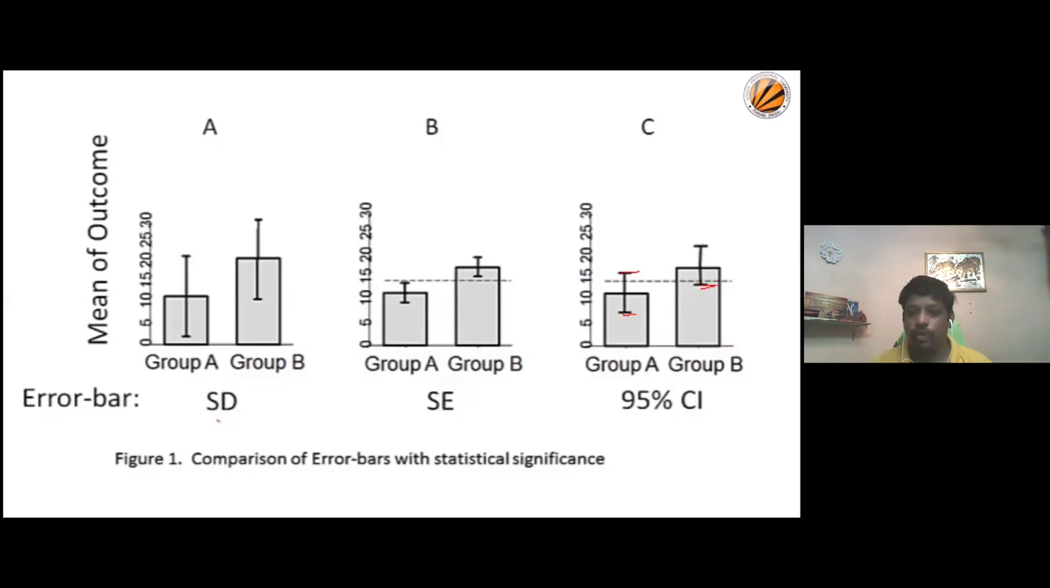When you see this one, you are able to identify whether there is any statistically significant difference between the groups, if this error bar overlaps, right?